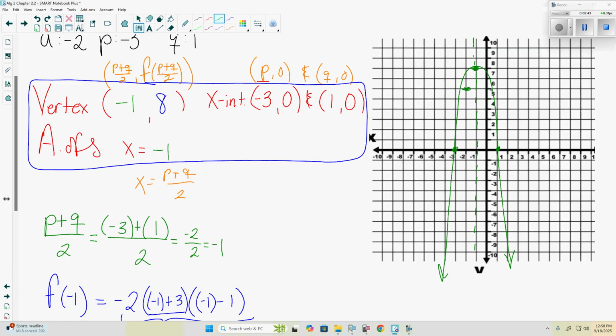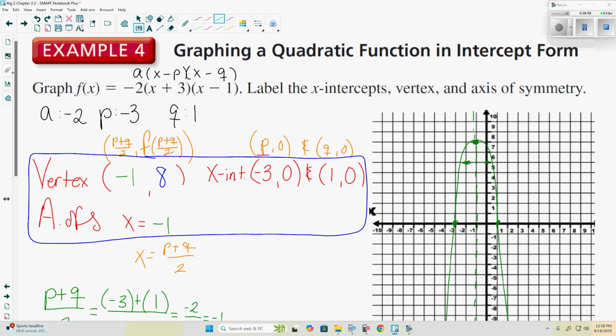Because our other 2 points should probably be about here and here, if I had to take a guess. But we get an idea of what the graph should look like. Questions on this here? We ready for the next one?